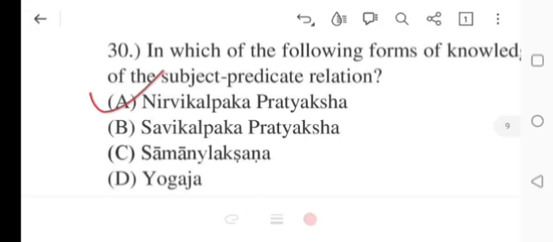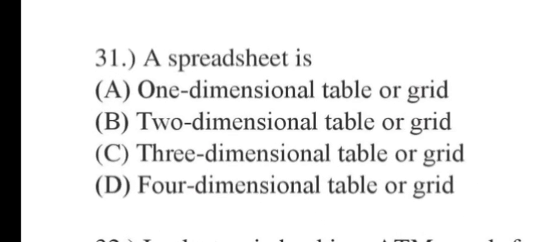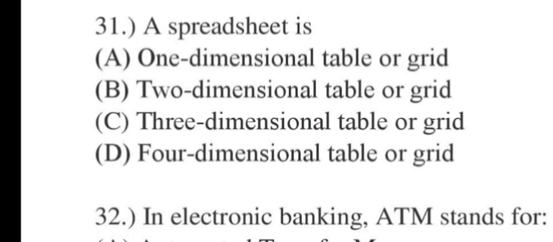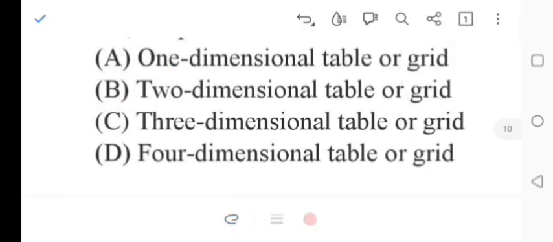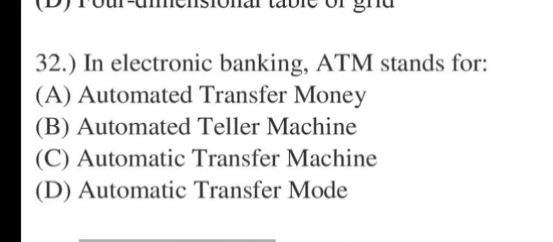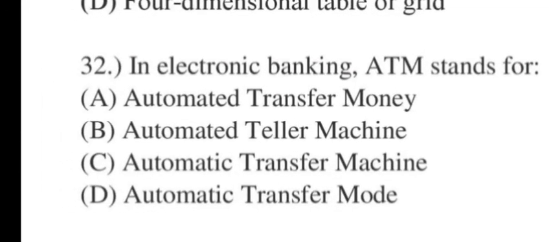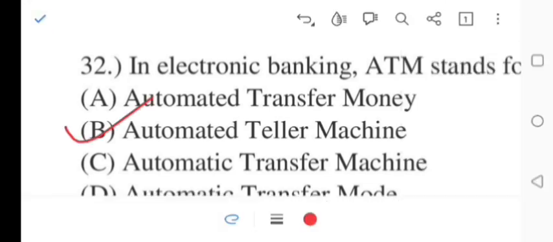Pratyaksha 30. Now 31. A spreadsheet is what? A, B, C, D. One-dimensional tabular grid, two-dimensional tabular grid, three-dimensional tabular grid, four-dimensional tabular grid. 31. It will be two-dimensional tabular grid. Done. 32 says, in electronic banking, ATM stands for what? Automated transfer money, automated teller machine, automatic transfer machine, automatic transfer mode. 32. It will be automated teller machine.